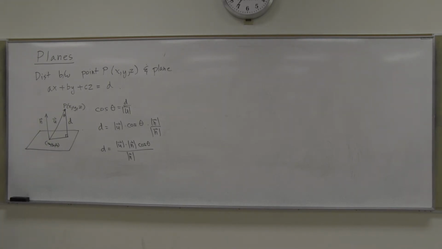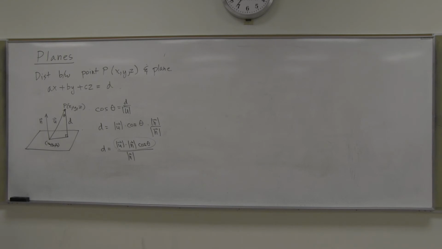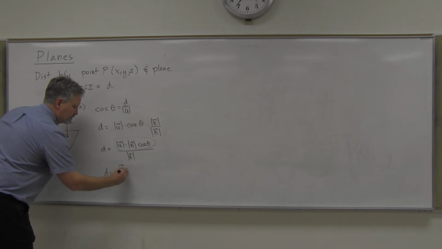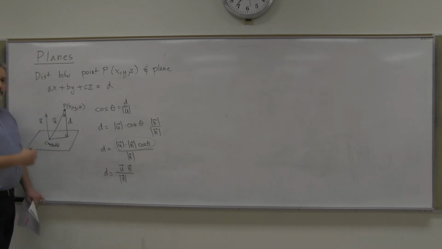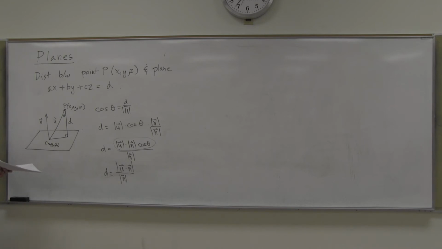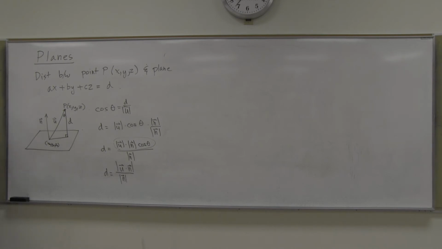Magnitude of u times magnitude of n times cosine of theta, divided by the magnitude of n. Well, that just so happens to be the dot product, u dot n. Now, they'll throw in an absolute value, since the dot product is just a scalar amount, just to make it positive. We want the distance to be a positive distance.